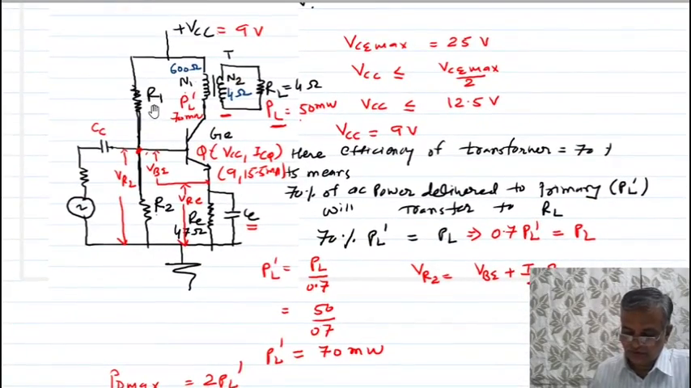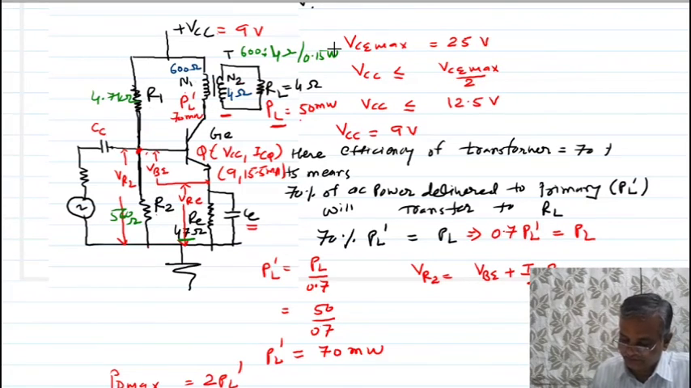So this value is how much? I got 4.7 kilo ohm. And this value is how much? 560 ohm. This is what they have given. This we have designed, and we have got this value. This is nothing but the transformer 600 is to 4 ohm and the power rating is 0.15 watt.